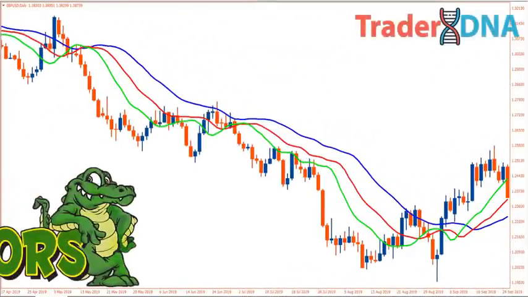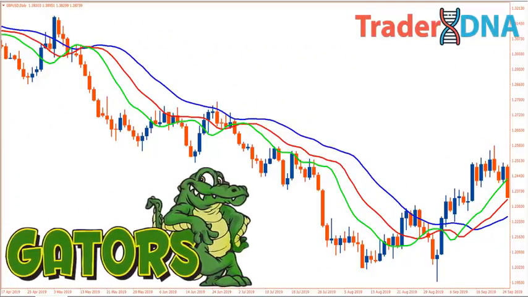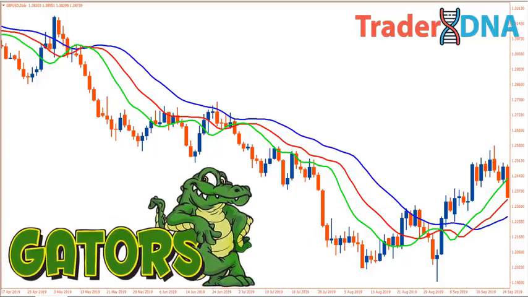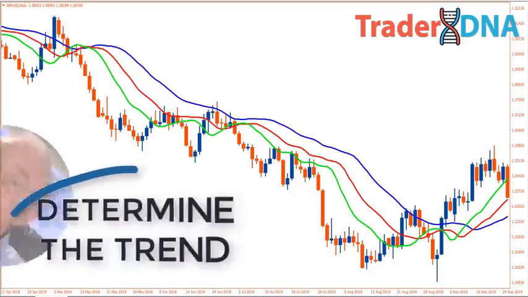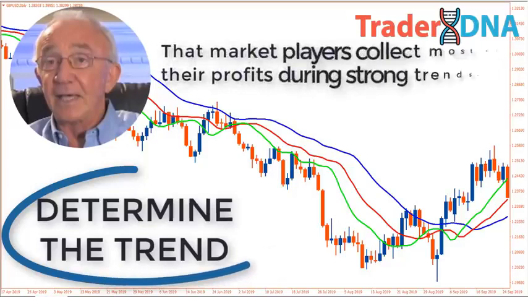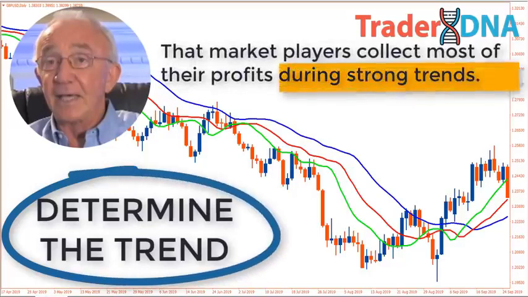In this video, we will discuss a trading strategy called Alligator. This is a slightly simplified variant of a well-known strategy by Bill Williams. The alligator indicator is one of the basic trend indicators. The idea of the indicator is simple: determine the trend. Bill Williams believed that market players collect most of their profits during strong trends.